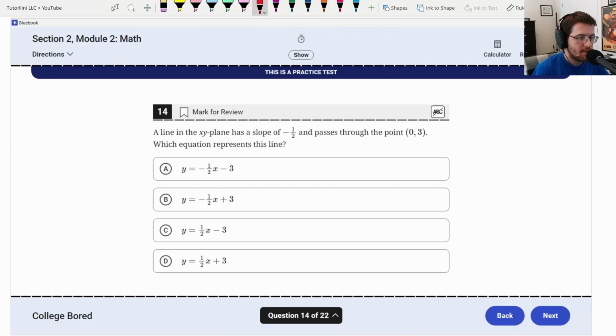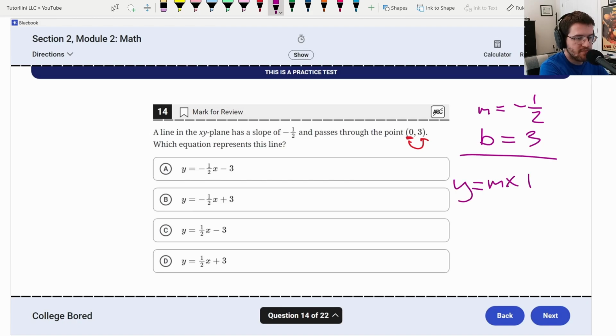Okay, question 14. So we got a slope that's m equals -1/2. And then we also got (0, 3). Well, whenever we have x equal to 0, that means the y-coordinate is the y-intercept. So the y-intercept, when we're doing lines, we call b, is equal to 3. So y equals mx plus b. Or in other words, with these numbers, y equals -1/2 x plus 3. So it's really important that you recognize whenever x is 0, that's telling you a y-intercept. Let's see, that gives us answer choice B.